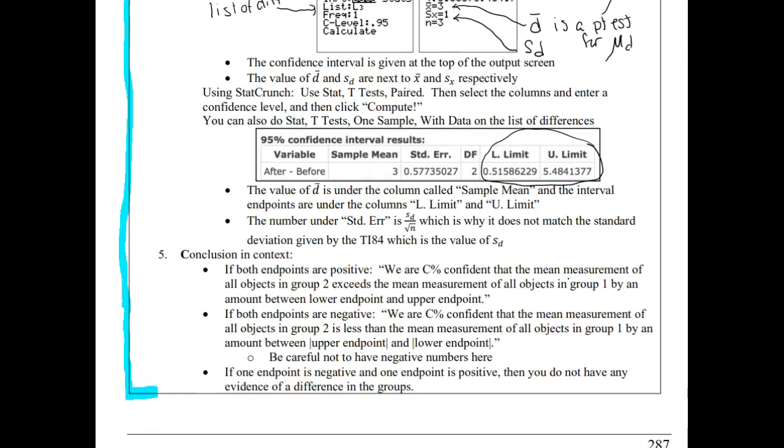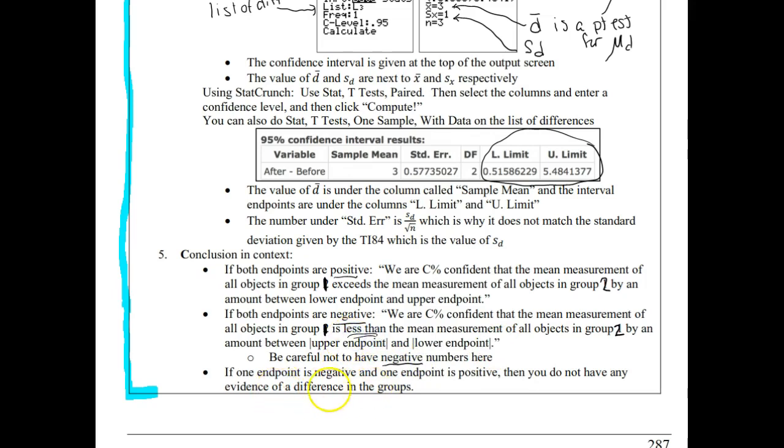So our conclusion is going to depend on if both of those endpoints are positive. We're C% confident that the mean measurement of all objects in group 2 exceeds the mean measurement of all the objects in group 1 by some amount in that interval. And if they're both negative, we're C% confident that the mean measurement of all objects in group, these should be group 1 and 2, those are also backwards, group 1 is less than the mean measurement of all objects in group 2 by an amount between that upper endpoint and lower endpoint, where I've written absolute values here to remind you to remove the negatives, because that's already taken care of in this word less than.